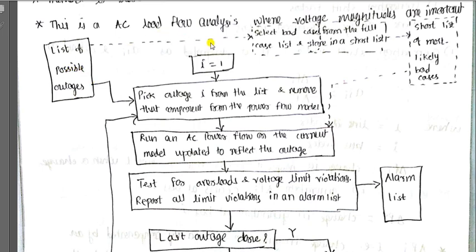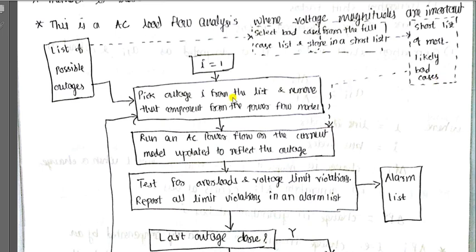Then from this list of possible outages, we are going to select the bad cases from the full case list and store them in the short list. Among this credible contingencies list, once again we select some of the bad cases and make a separate list. Then we shortlist the most likely bad cases. Among those bad cases, we will select the case which happens quite frequently.